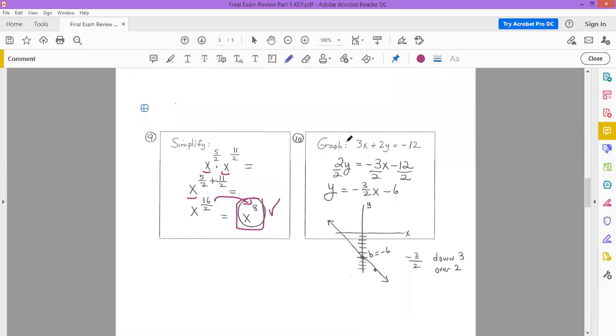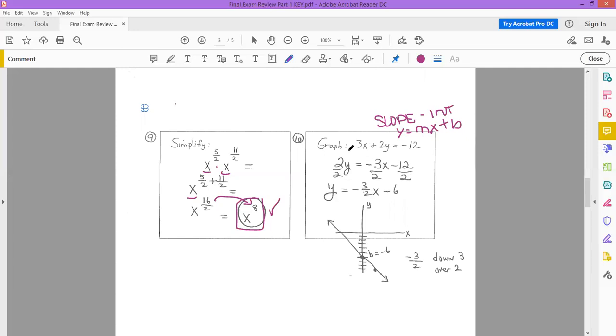For number 10, we're asked to graph this equation: 3x plus 2y equals negative 12. Now, one way that we can graph this equation is by placing our equation in slope-intercept form. So remember, your slope-intercept form is y equals mx plus b. So we want to get y by itself on the left side of the equation. And those are the steps we take first.